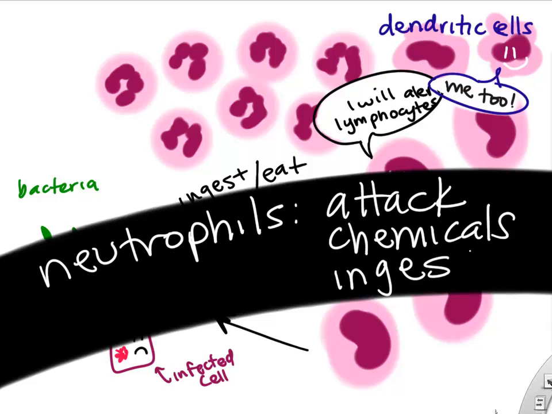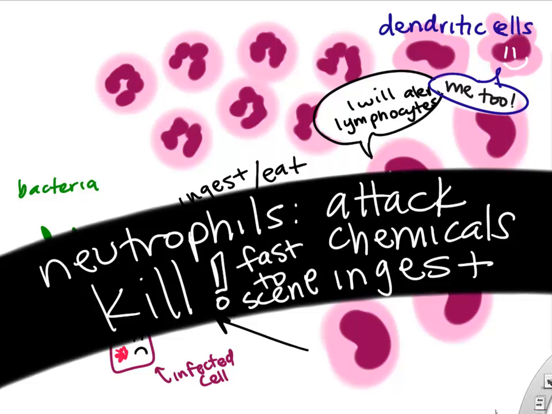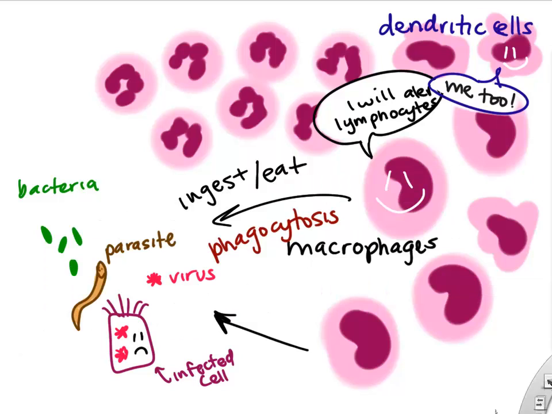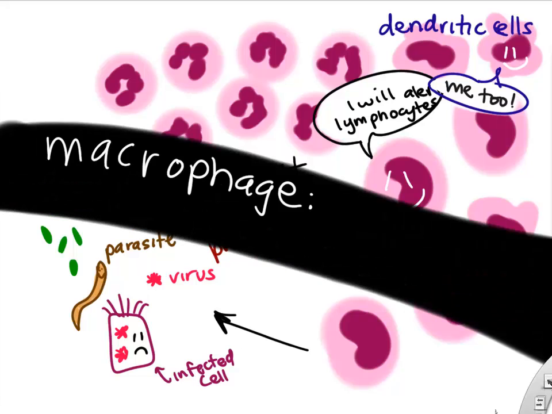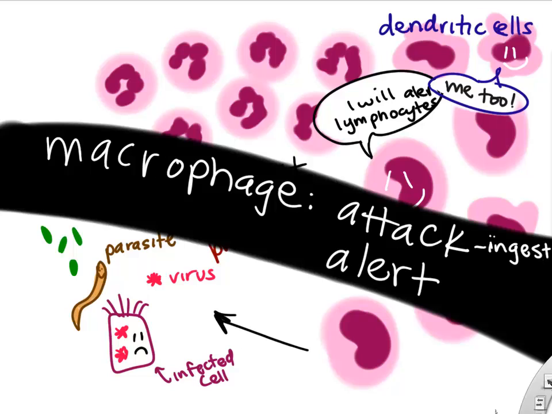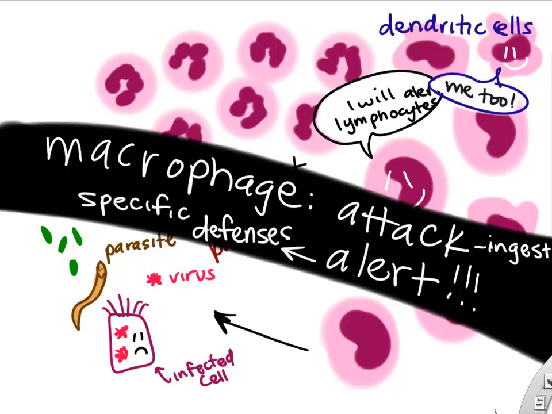So basically, neutrophils are quick attack cells. They release deadly chemicals, and they also ingest stuff. They're very quick to the scene, but they die pretty fast. Macrophages are similar, and they also attack things and eat them up. But they also like to alert your specific defenses that there's some sort of invasion going on.